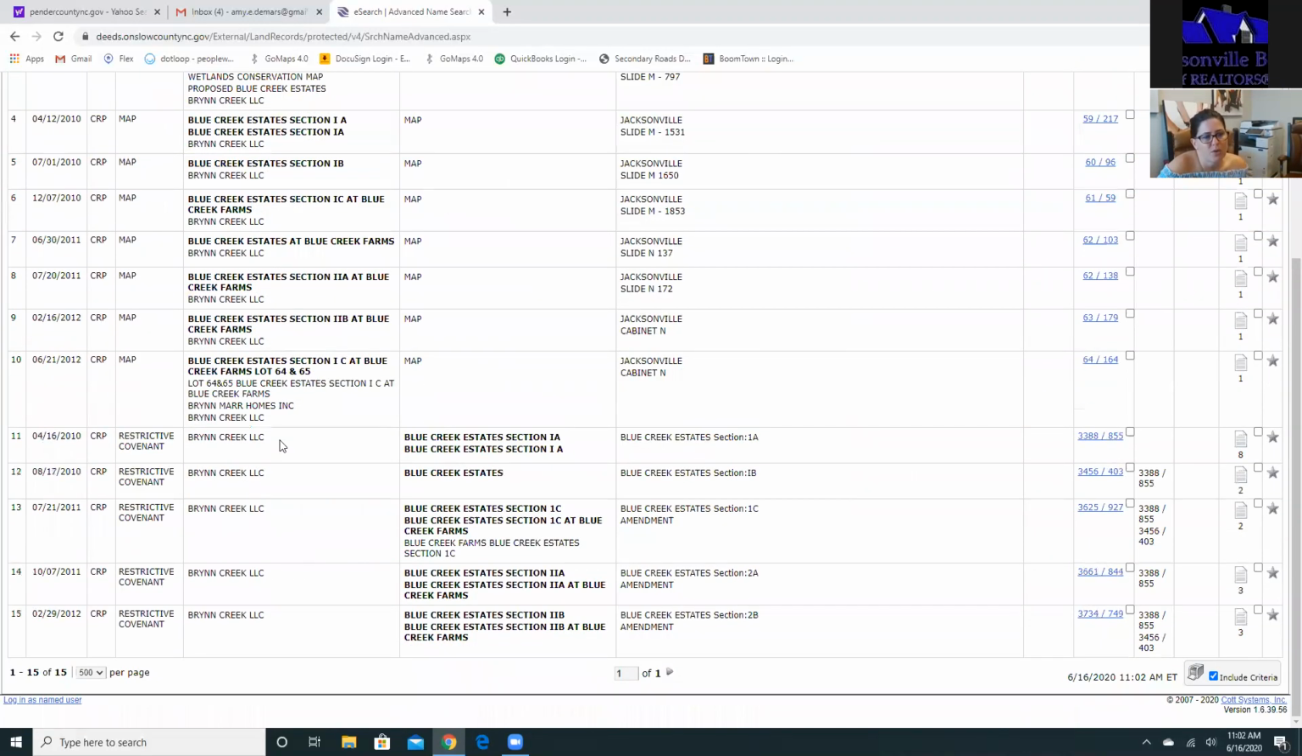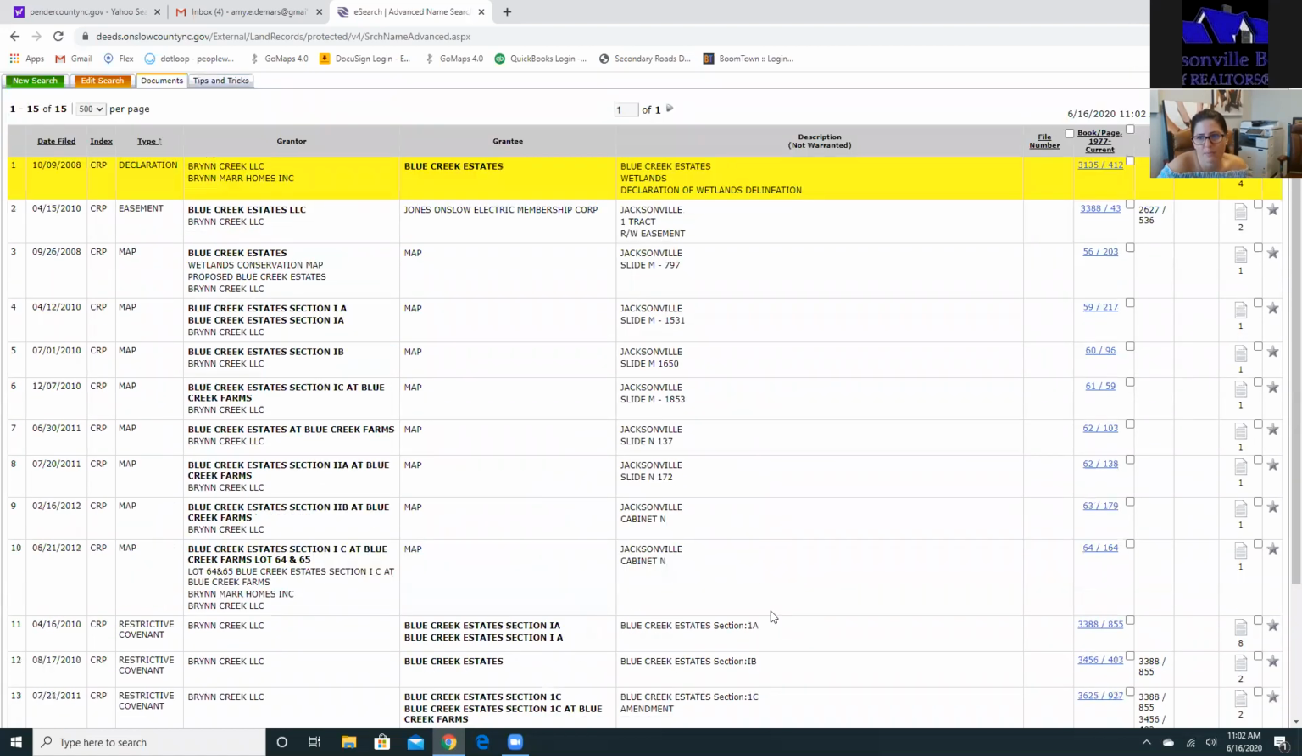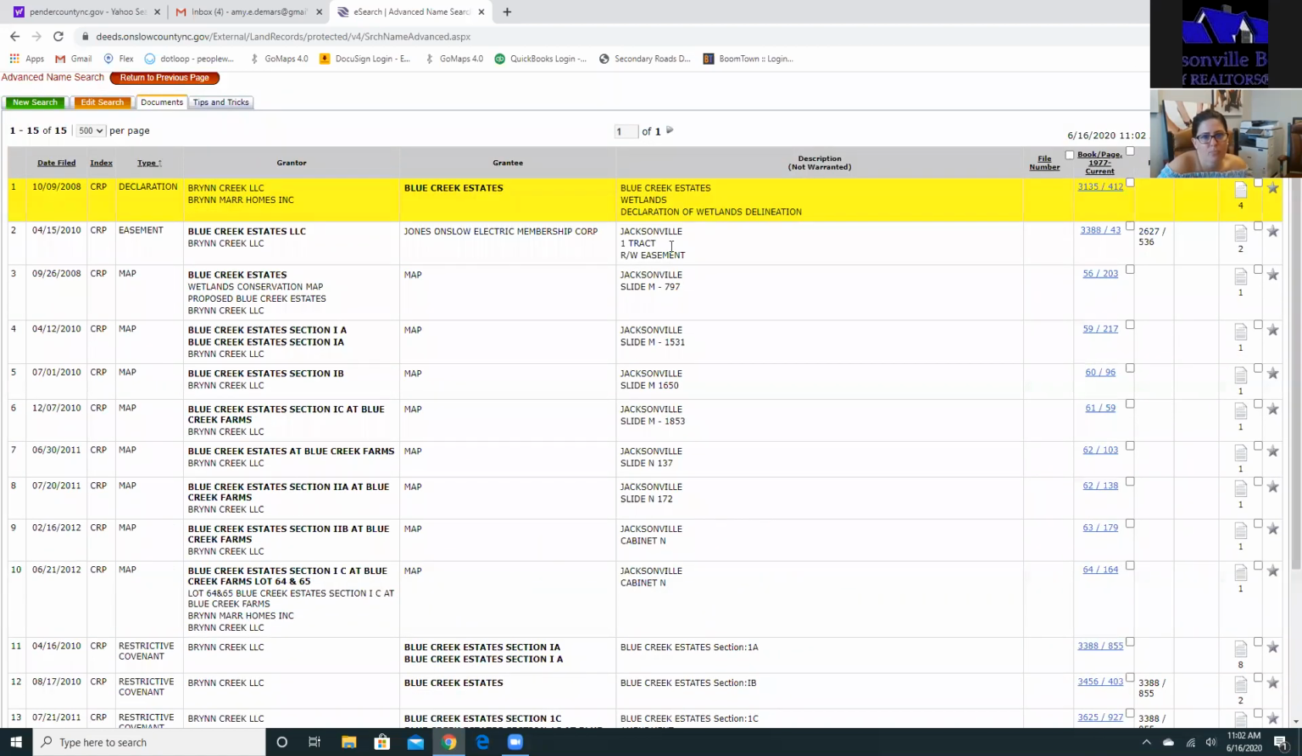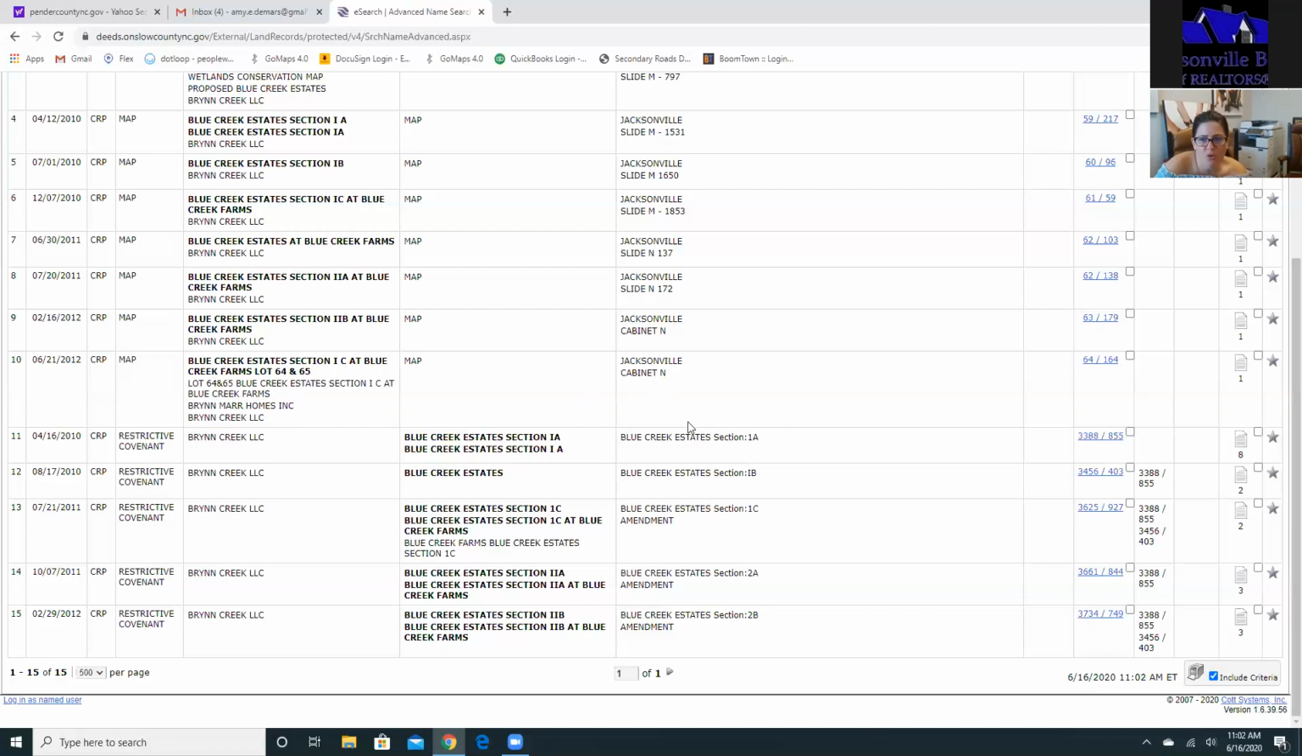Okay, so you have Blue Creek Estates. So here you have section 1A, 1B, 1C, 2A, and 2B. You do have up here too another declaration though. So down here, these are all separate. So you've got section 1A, and then these have attached to it. So you definitely want to read through 1A, and then you want to read through some of these.